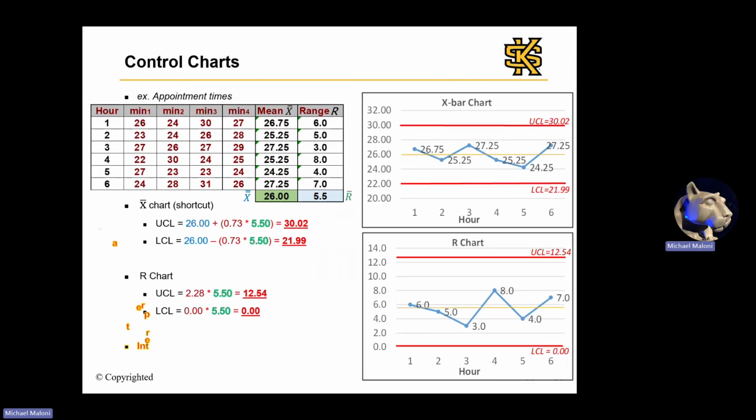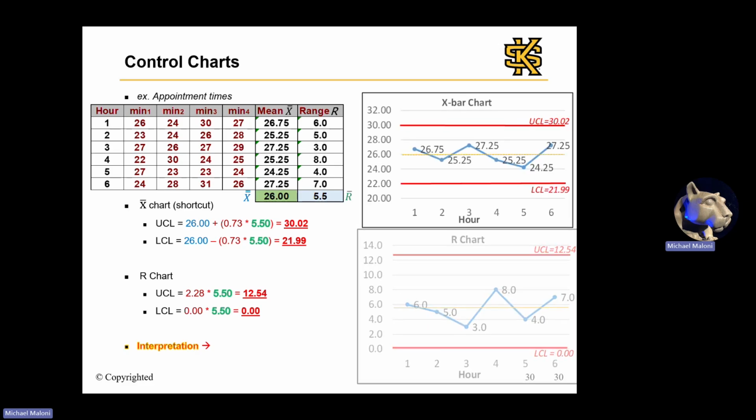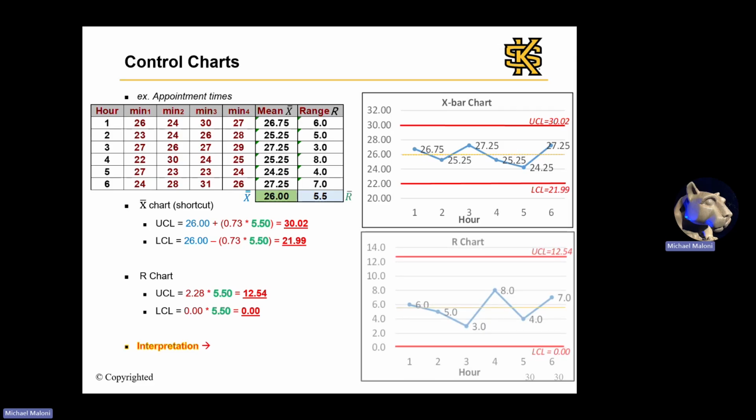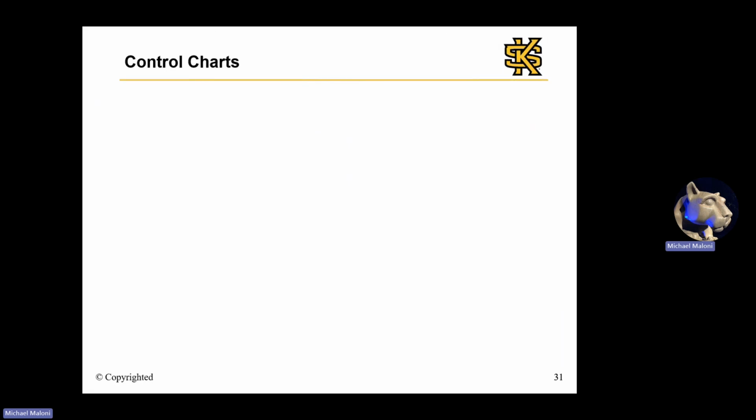Revisiting our medical clinic, the X-bar chart displays natural variation well within control limits. And same for the R chart. Also, natural variation well within control limits. So this process seems to be stable, at least so far. Let's brainstorm why we need both charts, the X-bar chart and the R chart, because we'll use these charts together to identify and diagnose issues.